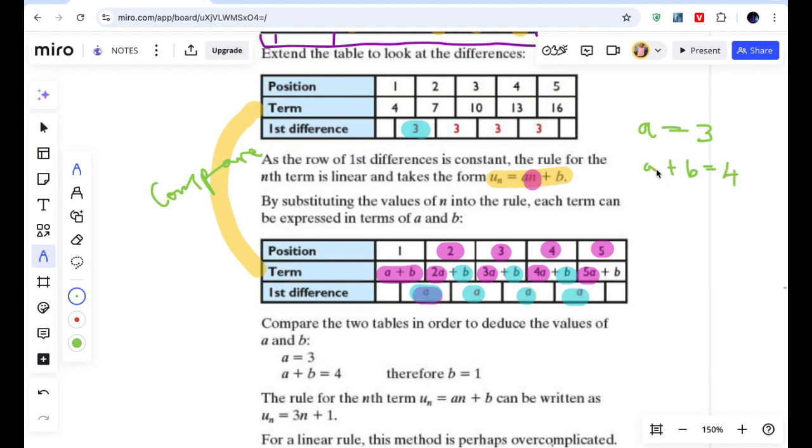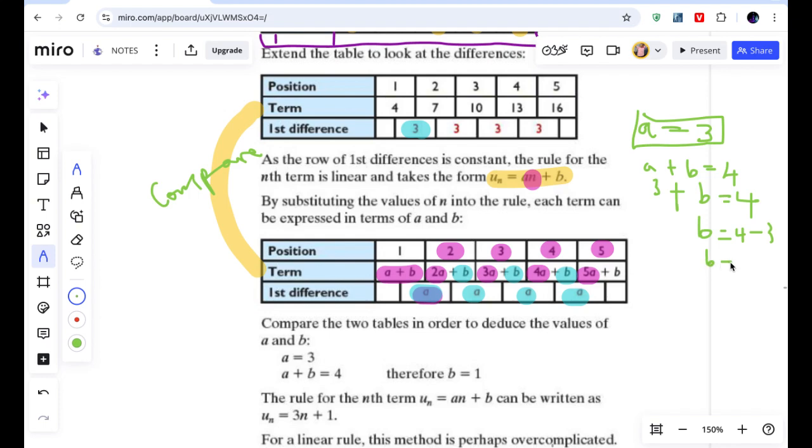Now remember, you already found A to be 3. We're going to substitute 3 for A. So I'll say 3 plus B equals 4. So B will be 4 minus 3. You bring 3 to the other side to meet 4. B becomes 4 minus 3, which equals 1. So our B is equal to 1.